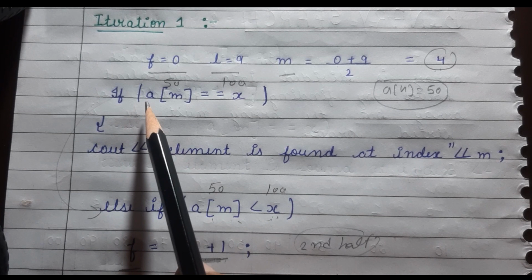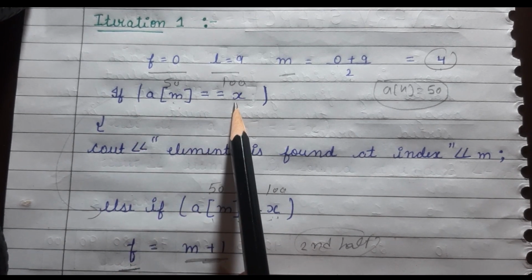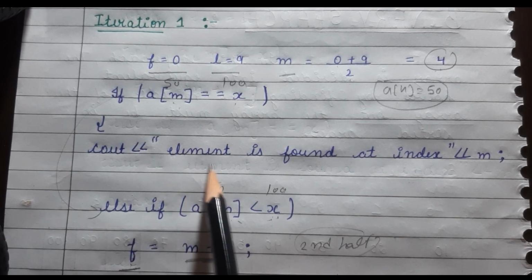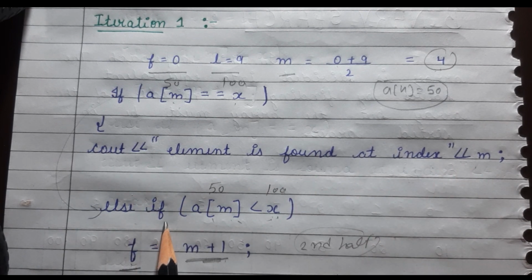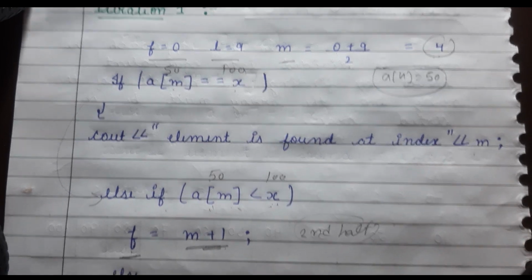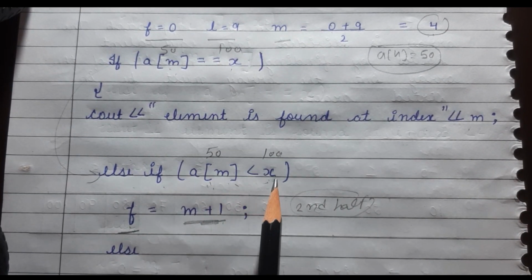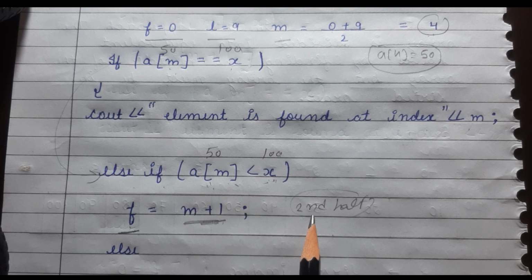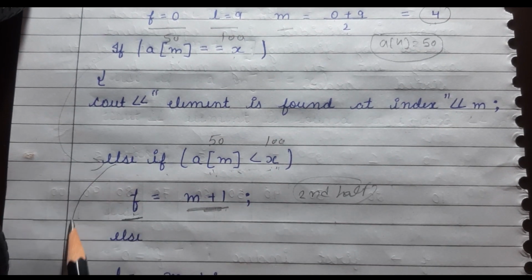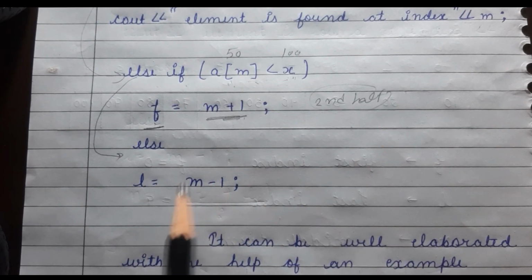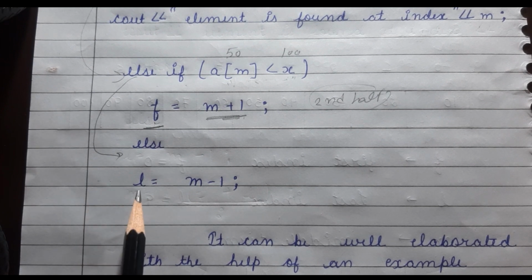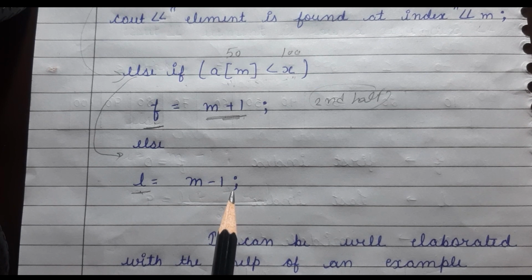So the thing is, if a of m is double equal to x, then we display that the element is found at index m. Otherwise we move to the else part, and here we evaluate the condition. If a of m is less than x, your element is in the second half. If this condition is false, then your element is in the first half. If your element is in the first half, there is no need to update the value of f. We only update the value of l. L becomes m minus 1 in that case.